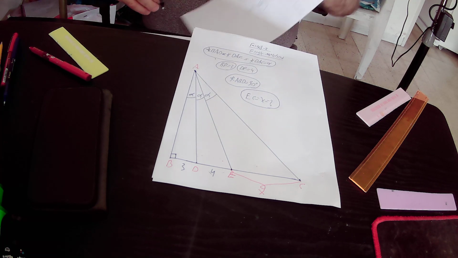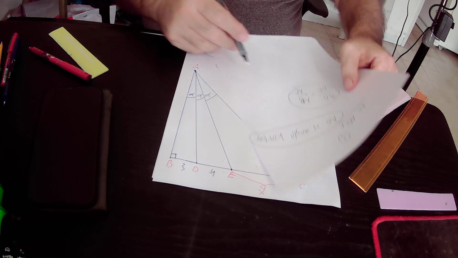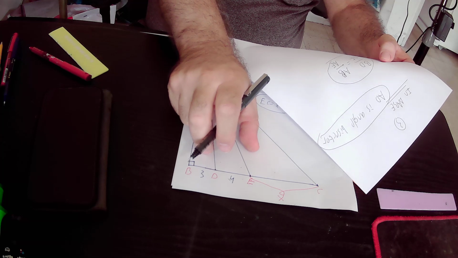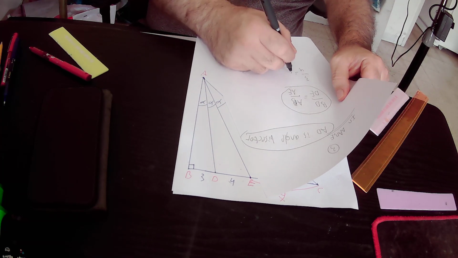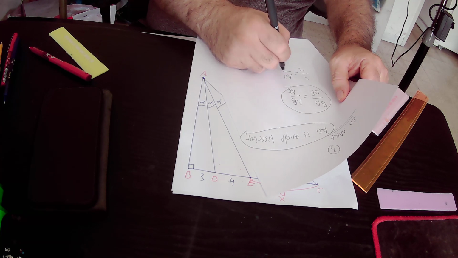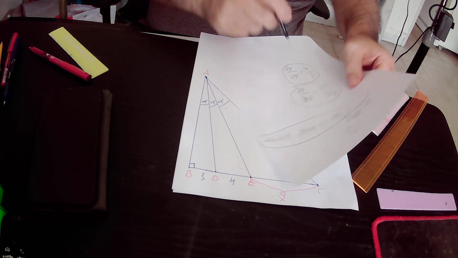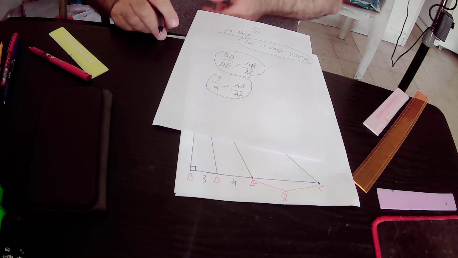And what is the value of BD? BD equals 3 units. What is the value of DE? DE equals 4 units. And it equals AB over AE. Okay? So we have this equality that AB over AE equals 3 over 4.